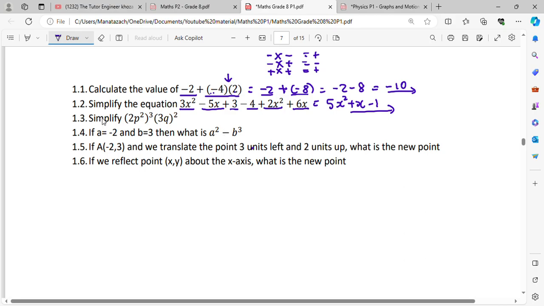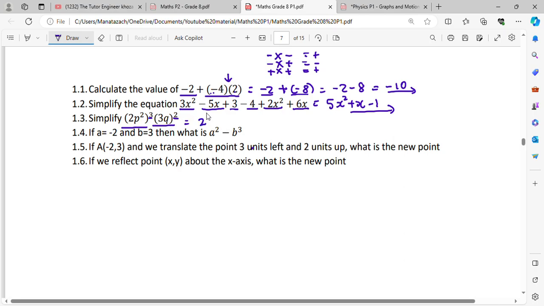Now let's go to 1.3. Simplify these two products. Okay, so you can see that the first product has an exponent of 3. The second one has an exponent of 2. So that's where we're going to start. Let's start by simplifying the first bracket.